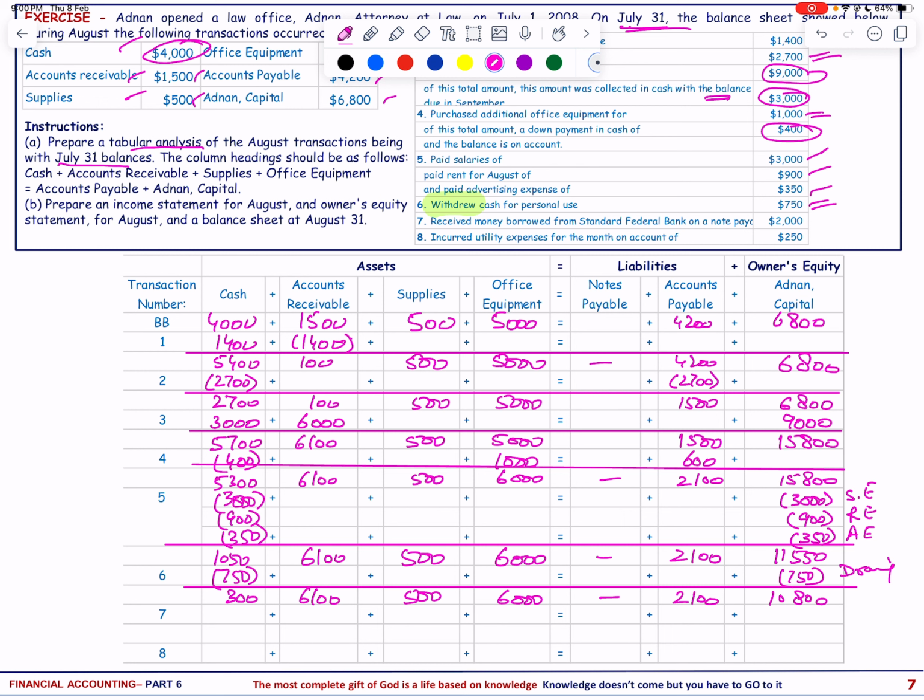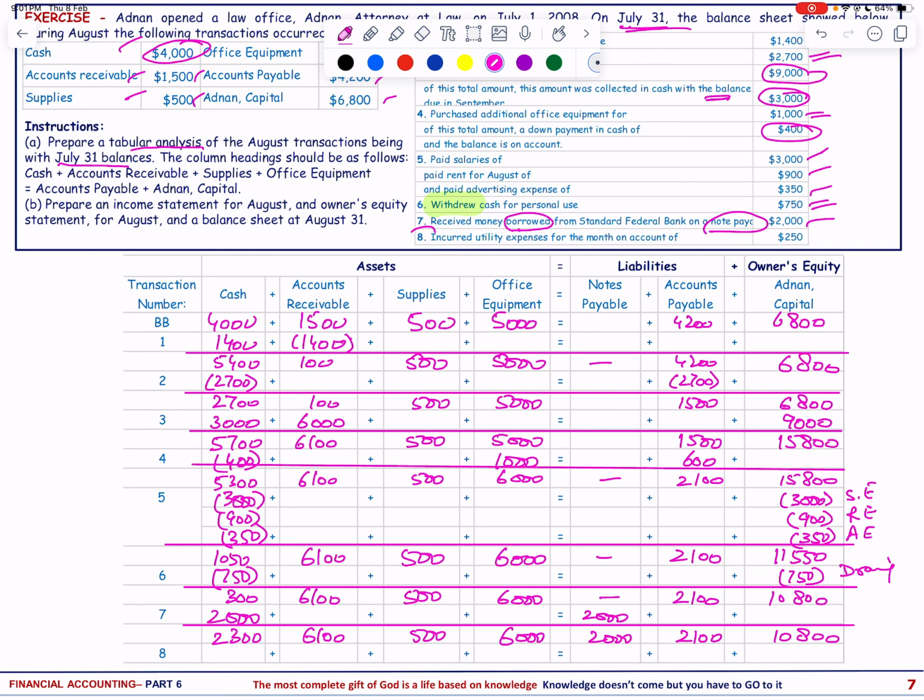We move on to number 7. Received money borrowed from Standard Federal Bank on a note payable 2,000. So when we receive cash, cash is plus, and now our notes payable is plus by 2,000, and we make the total: 2,300, 6,100, 500, 6,000, 2,000, 2,100, 10,800.